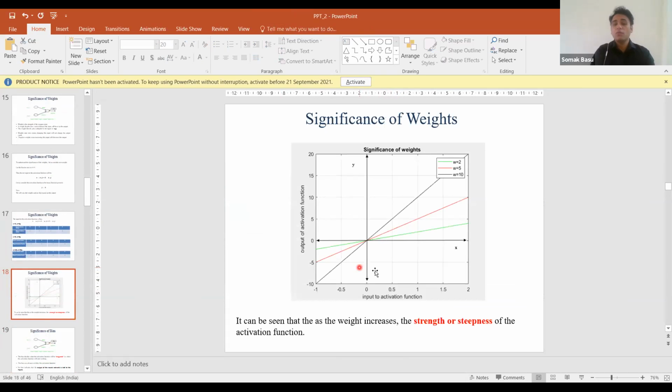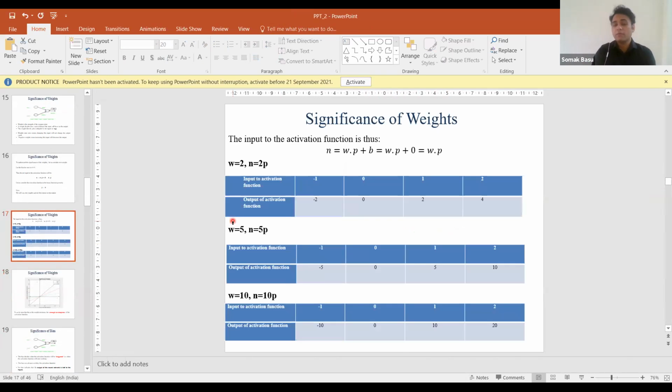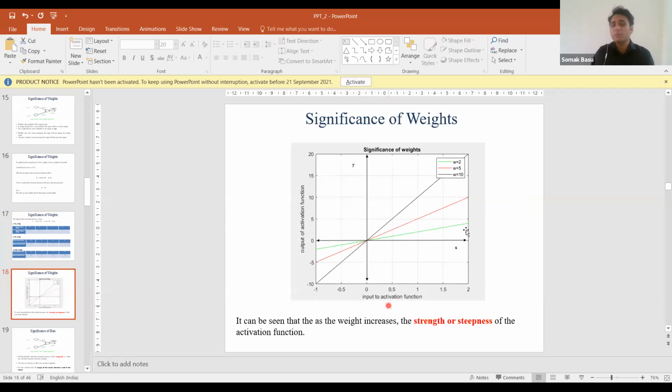So let us see what is the variation in the output as you keep changing the weights. I have just designed a table for you. If the input is 1, what is the output? If the input is 0, what is the output? You don't even need to go to the table. It's pretty simple over here.